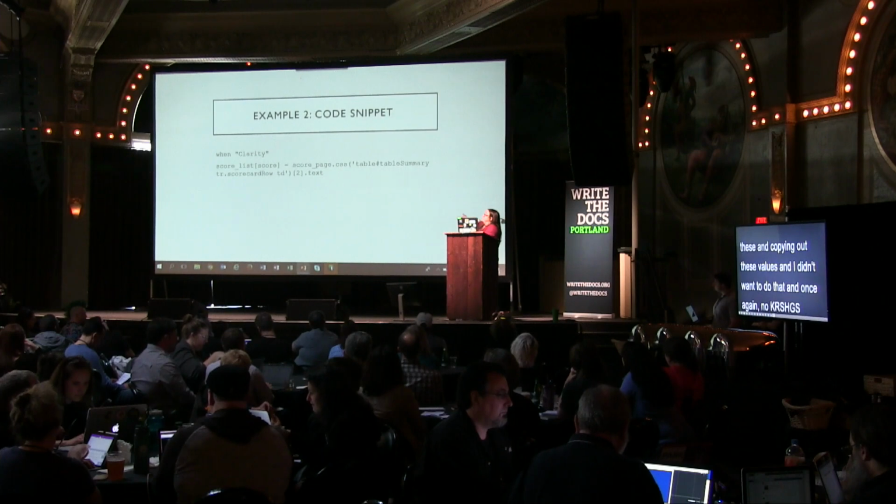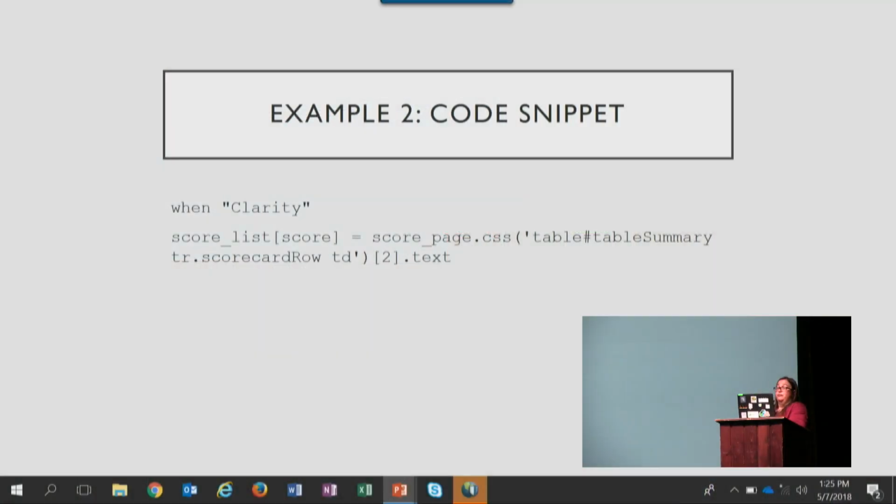This is only a little snippet of showing how to grab one of the scores, because the page that I showed you was not designed to be processed semantically in any way. It was styled up with lots of CSS. But basically what I said is, okay, give me the table of class table summary, the table row with the ID scorecard row, and then the table cell. Give me the second one of those table cells, and then give me the text inside it. And that got me what I needed.